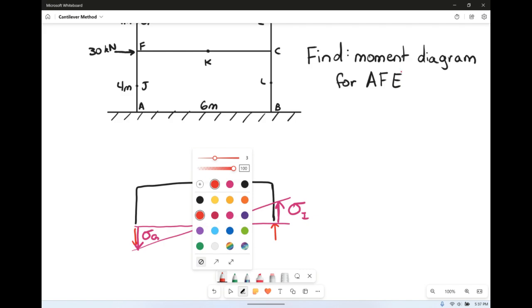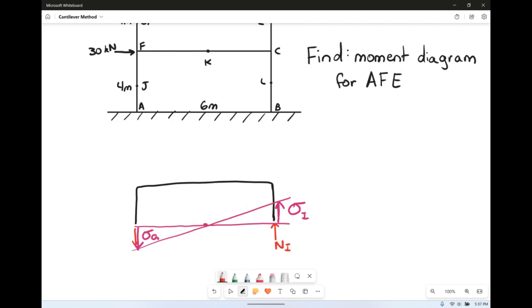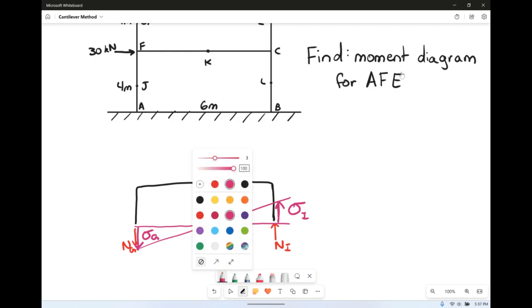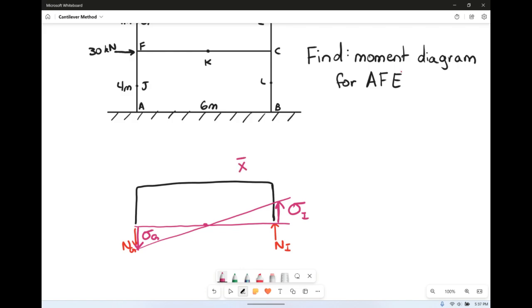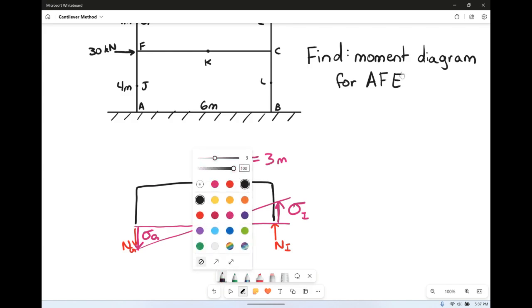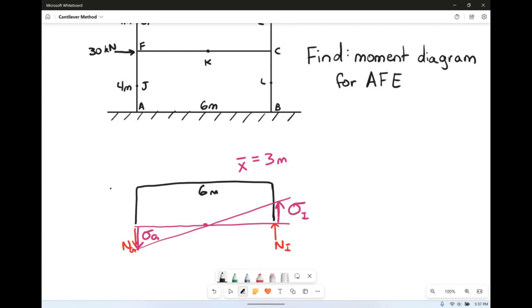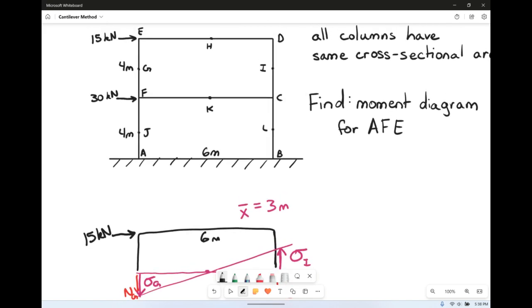So we had our normal force. This is normal I. And we had our normal force over here. This was normal G. And what we know is that the stresses are proportional to their distance to the center, and that centroid of the area for the cross-sectional areas is 3 meters, since it's the same on both sides, and this is 6 meters wide. So again, 6 meters, and we do also have a point load over here that's 15 kilonewtons. And we are halfway down that column, so if the whole column there from E to F is 4, then halfway down is 2 meters.